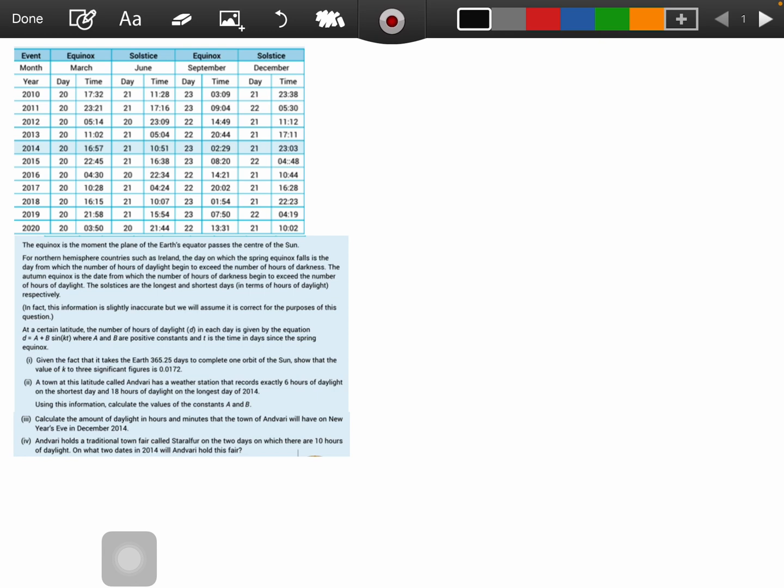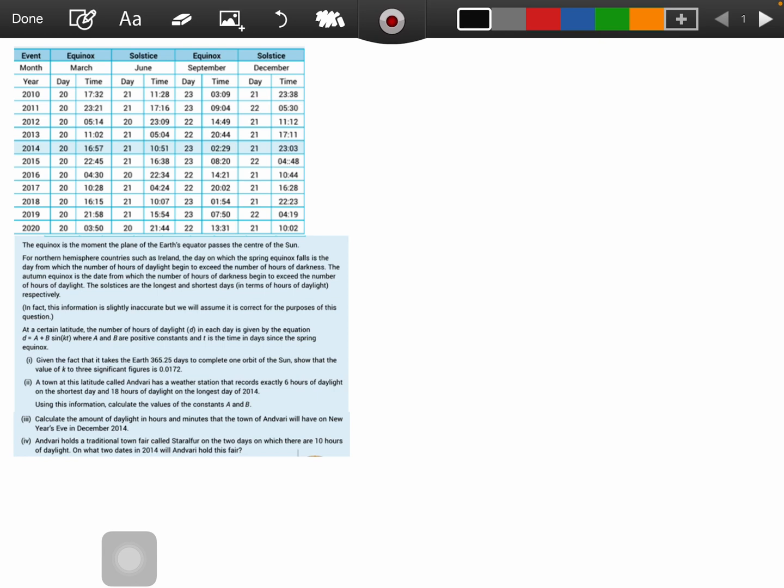The solstices are the longest and shortest days in terms of hours of daylight, respectively. In fact, this information is slightly inaccurate, but we will assume it is correct for the purposes of this question. Okay, all of that was absolute nonsense.